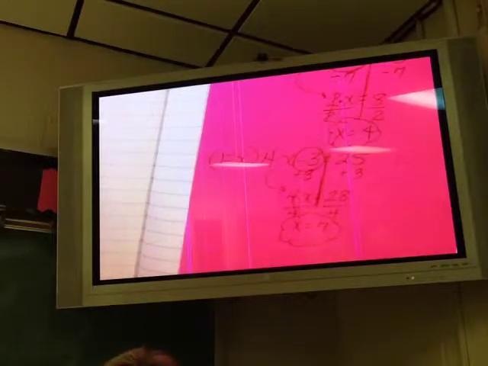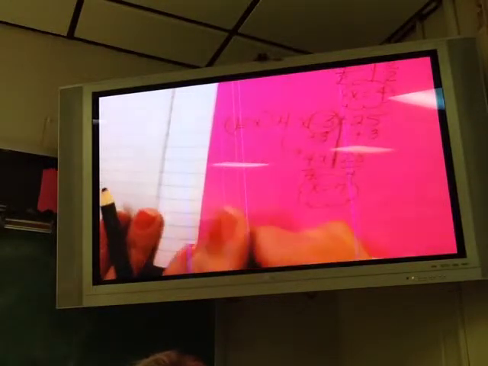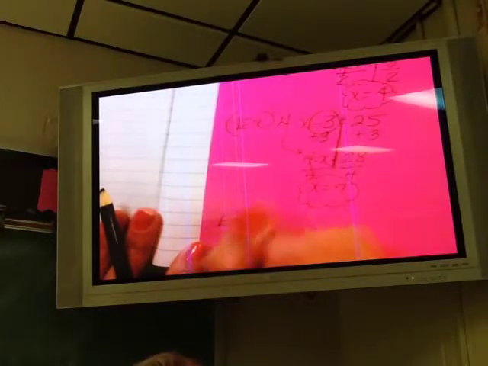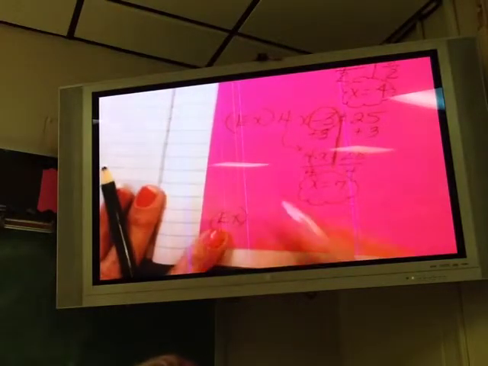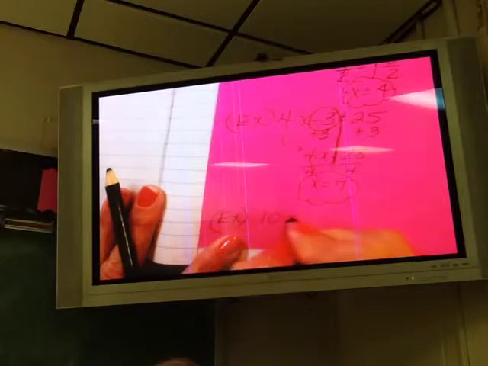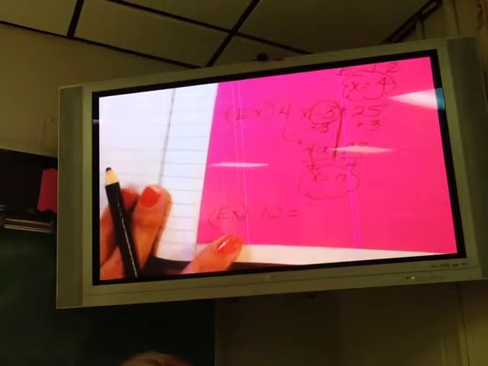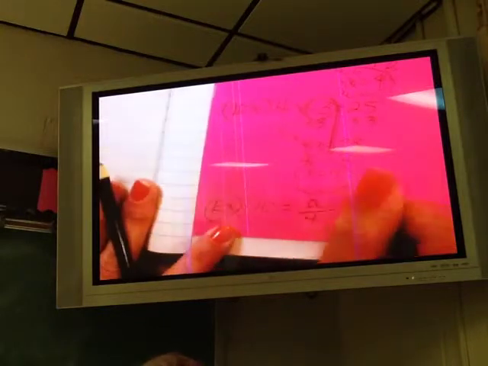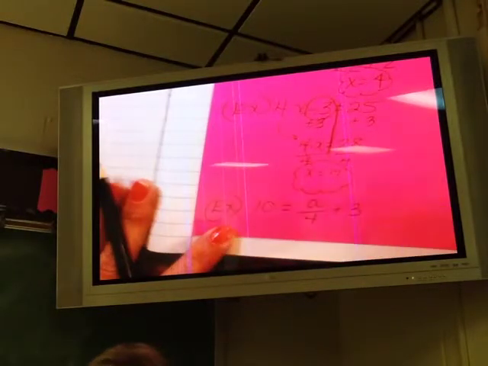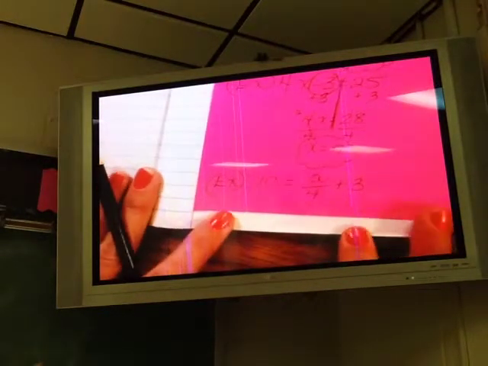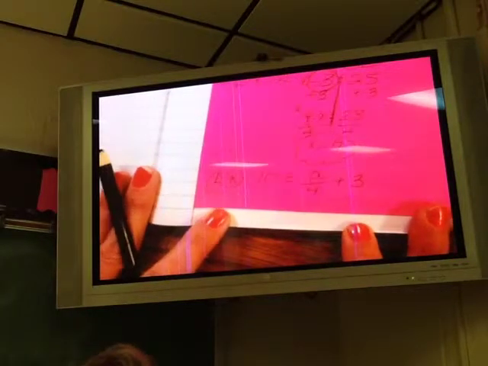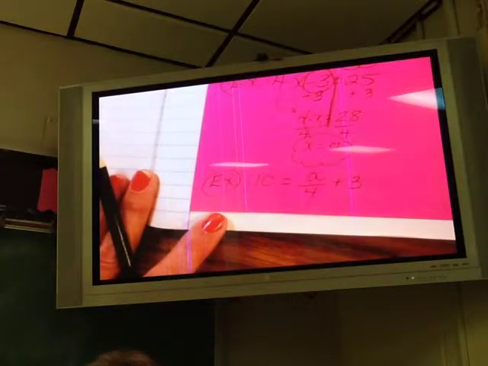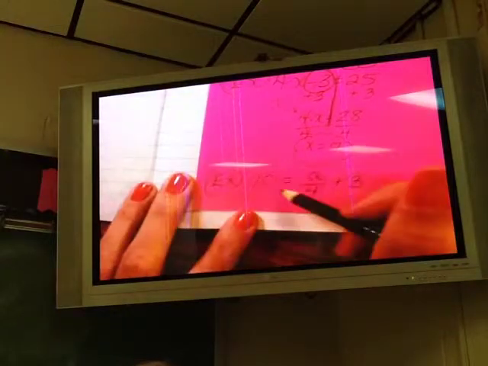Now I'm going to write one that looks a little different, because not all of them will be written this way. So I'm going to write 10 equals, this one's going to look weird because it's a division, a divided by 4 plus 3. So that one gives you a different look at it. We still attempt to answer this in the same routine, okay? I'm going to draw my line.